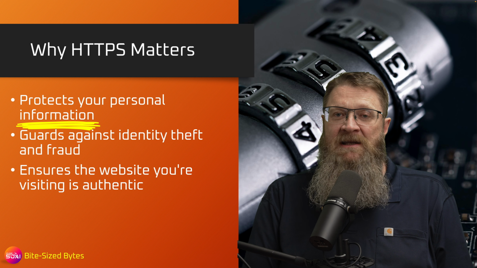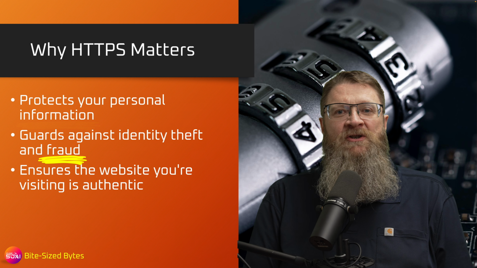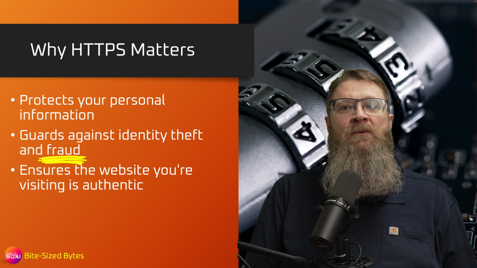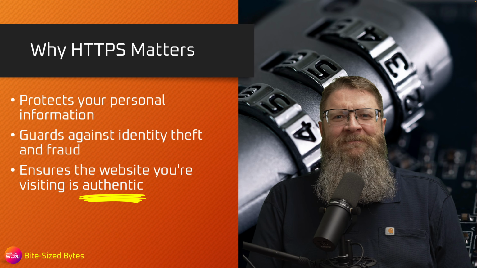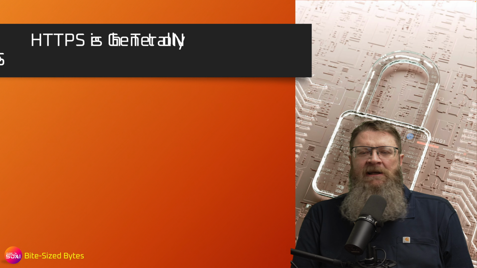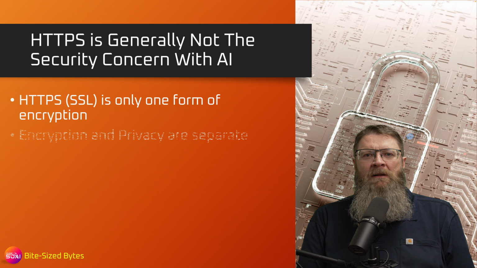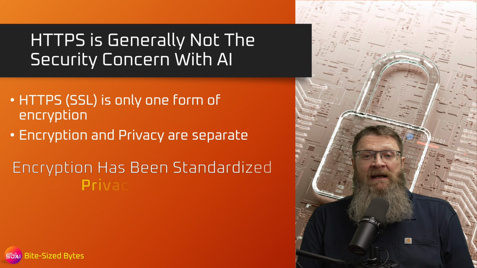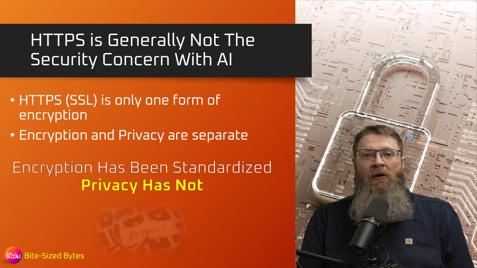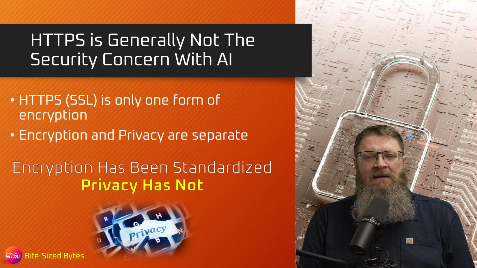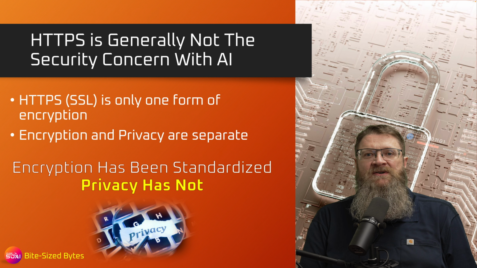HTTPS matters because it protects your information online. It protects you against fraud and scams and makes sure that the site that you're dealing with really is who they say they are. Now, when it comes to AI, HTTPS generally isn't the problem we're talking about. HTTPS is just an encryption protocol, and we have those protocols for email or file transfers or even machines talking to servers on the internet.